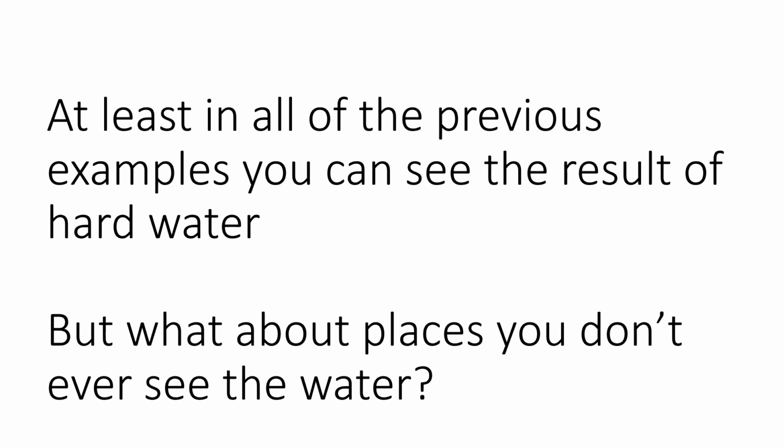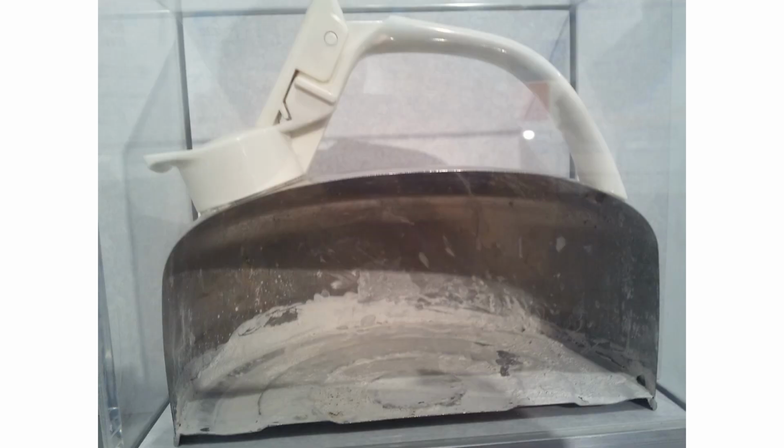Now, in all those previous examples, at least we can see it. But I want you to think about all the places in your house where there's water, but you never ever see that water. Let's look at a tea kettle. You know how a tea kettle works. You pour some water in the tea kettle, you put it on the stove, and when it gets hot, it whistles, and you have hot water to make tea, coffee, ramen, whatever. But you never ever see inside the tea kettle.